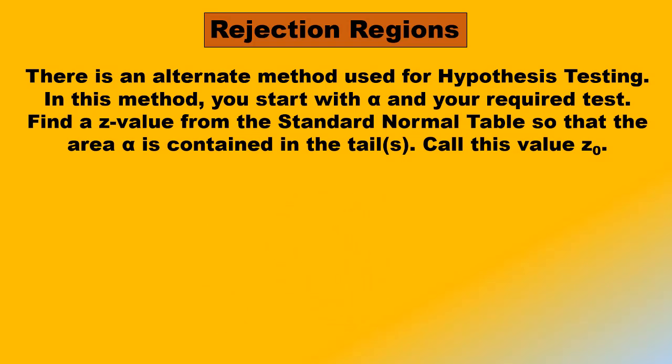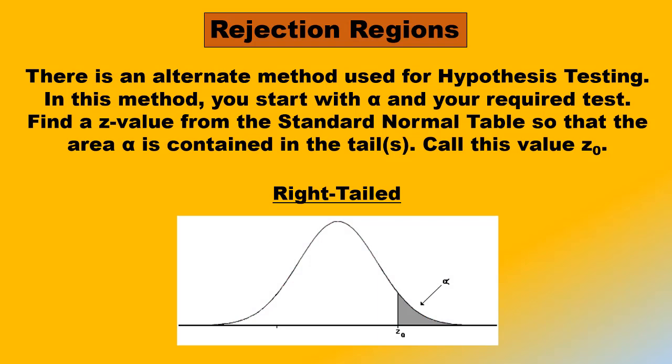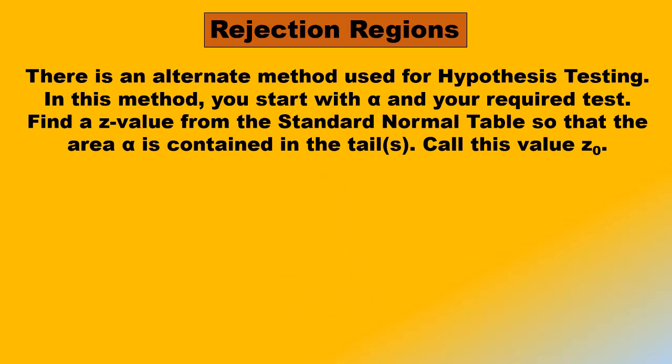For a right-tailed test, it would be similar, but only we're in the right tail now. We have our z0 value, and alpha is that area. And then for our two-tailed test, each one of those areas is not going to be alpha.